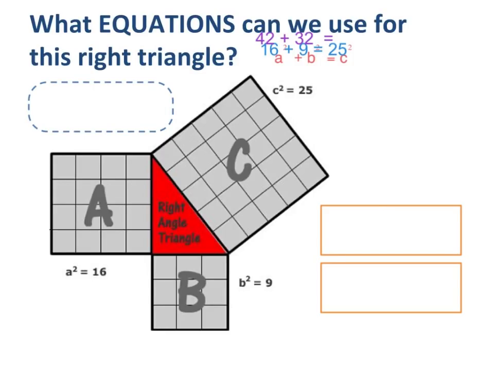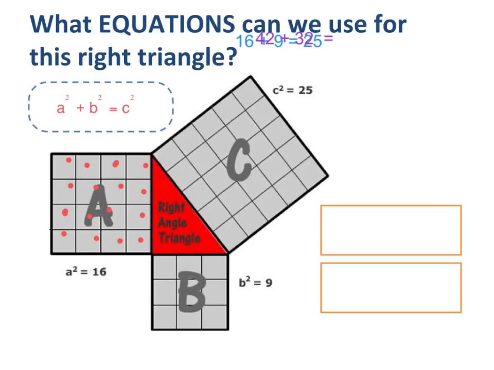So here we have a right triangle with some boxes on the side. It says, what equations can we use for this right triangle? So I know that I'm going to use the Pythagorean Theorem. My Pythagorean Theorem is a squared plus b squared equals c squared. So if I look at side A of my triangle, I can see that it has four boxes along the side of the triangle. So 4 squared is 16, and that's where these 16 boxes come from. So along B, I have 3 boxes along the side, and 3 squared is 9, and along the hypotenuse I have 5, and 5 squared is 25.